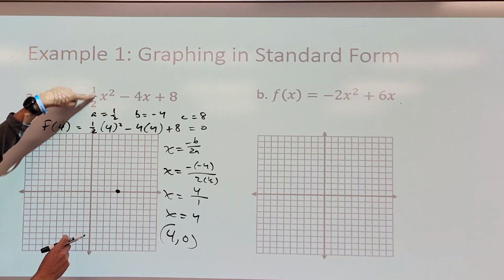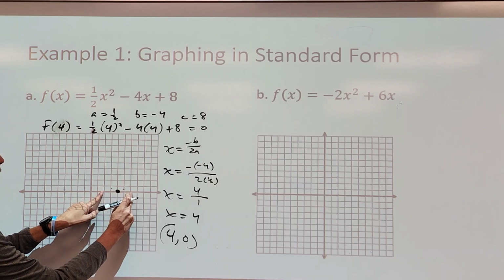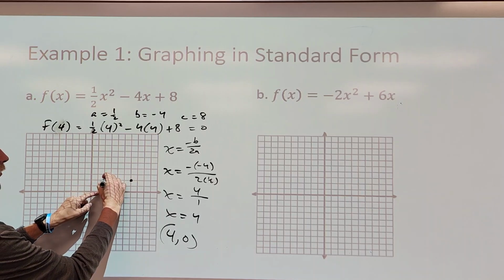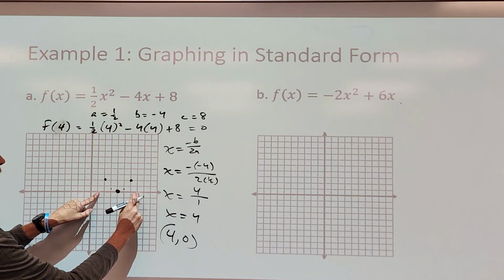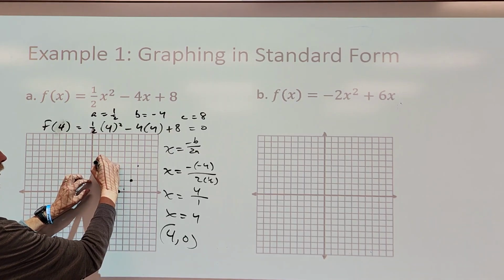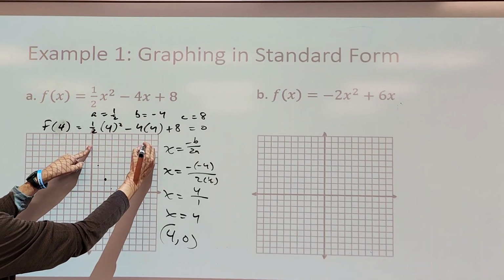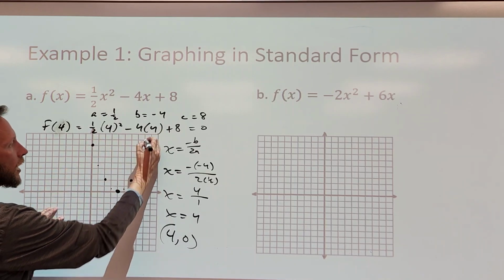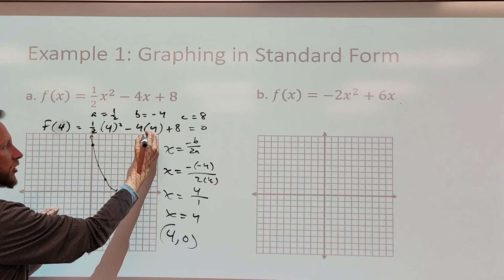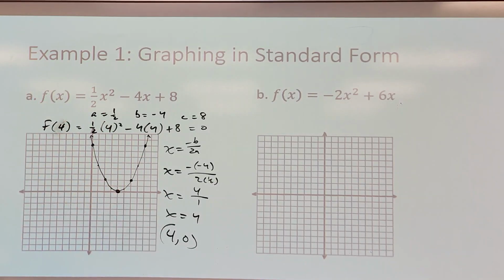With that, we know our a value is 1/2. So instead of going over 1 up 1, I'm going to go over 1 up 1/2. Instead of going over 2 up 4, we're going to go over 2 from the vertex up 2. Instead of going over 3 up 9, I'm going to go over 3 up 4.5. And instead of going over 4 up 16, I'm going to go over 4 up 8. We're multiplying all of those values by 1/2. And that gives us this parabola, this U-shaped graph that's a little squished down because of this a value being 1/2.